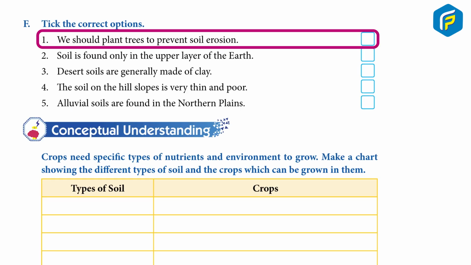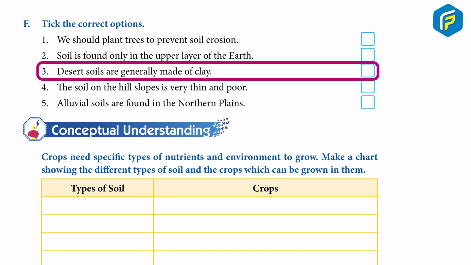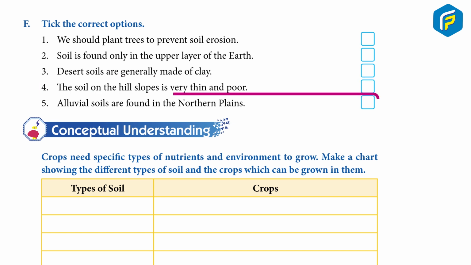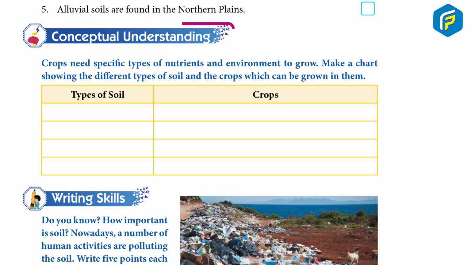F. Take the correct options. 1. We should plant trees to prevent soil erosion. 2. Soil is found only in the upper layer of the earth. 3. Desert soils are generally made of clay. 4. The soil on the hill slopes is very thin and poor. 5. Alluvial soils are found in the northern plains.